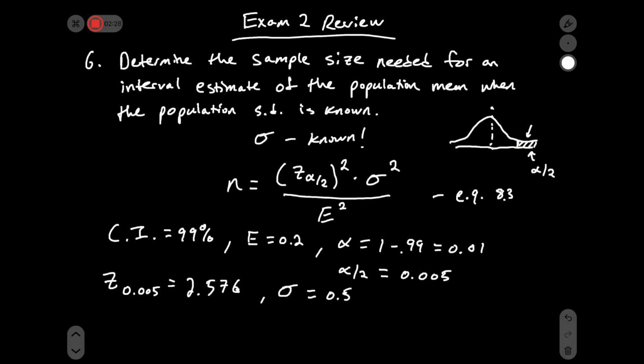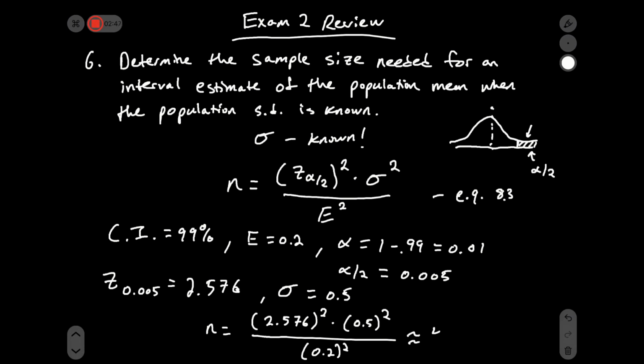Now again, we're just plugging and chugging, so n equals 2.576 squared times 0.5 squared divided by 0.2 squared, and this gives us 41.47, something around there. And again, we need to make sure to round up. So the total sample size needed would be 42.